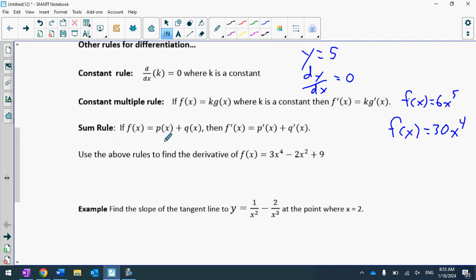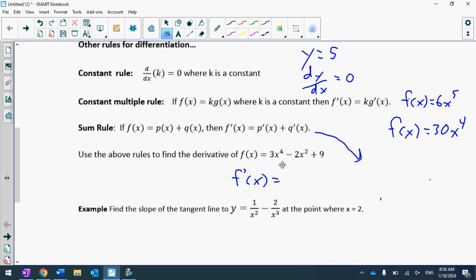The next rule is the sum rule. Basically, if you're adding two functions together, the derivative is whatever you get just by adding those derivatives together. Actually, here's an example right here. These rules allow us to find the derivative of any polynomial function. So 3x to the power of 4, subtract 2x squared plus 9. Using the power rule and these three rules, we take the derivative of each term, and the final derivative we get just by adding the derivatives together.